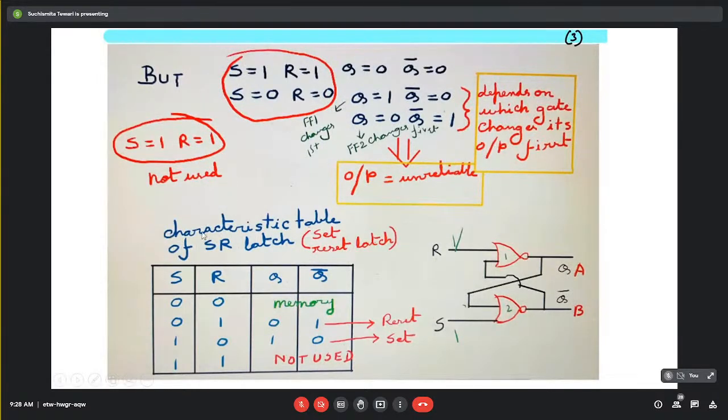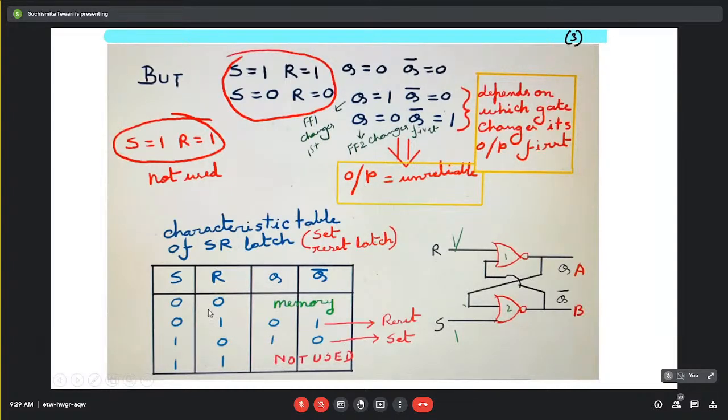Now if we try to construct the characteristic table of this typical SR latch. SR means set reset, so either it is giving a set output, a reset output, or a memory output. So 0 0 is a memory condition. 0 1 at the output gives 0 1, it is a reset state. 1 0 corresponds to the set state, and 1 1 is a not used condition.